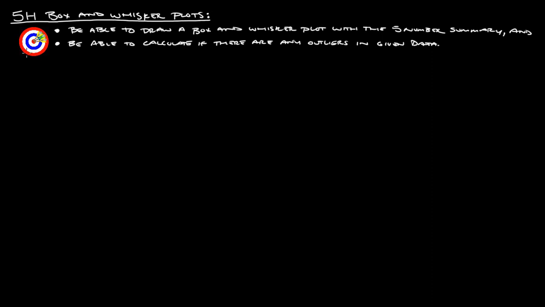I'm going to take you through the 5H notes on box and whisker plots. After this, you should be able to draw a box and whisker plot with the 5-number summary, and you should also be able to calculate if there are any outliers in the given data. Alright, so let's get right into it.